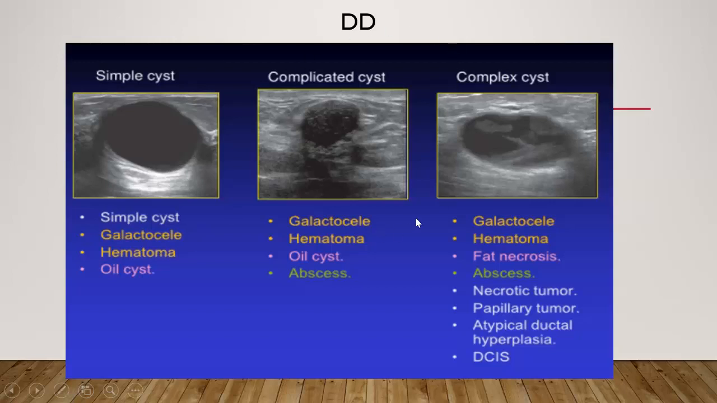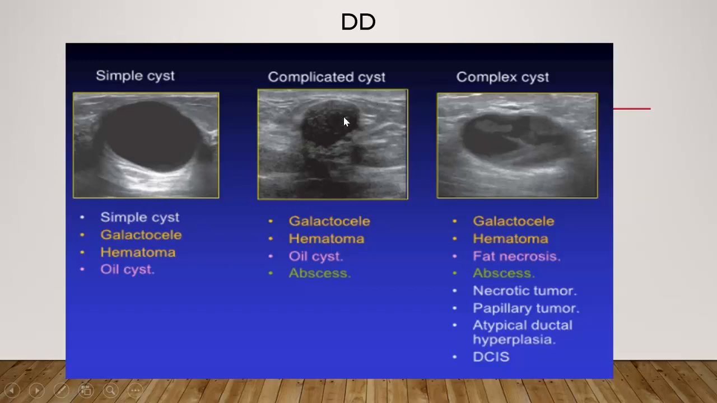Then we have this classification also here. What are the differential diagnoses of the lesions in different categories? In simple cysts, we may have simple cyst, galactocele. Early galactocele and early hematoma can be completely anechoic. But of course, galactocele you can find in a lactating female, and you find communication with the duct. The oil cyst also is one of the categories put under the simple cyst, but in the oil cyst we didn't find this posterior enhancement in most cases because it is oil, so there is no good sound transmission.